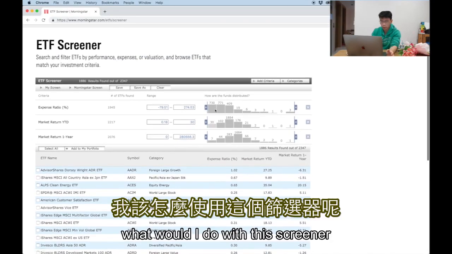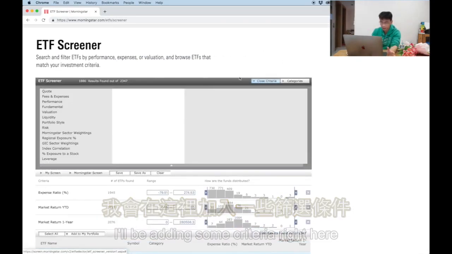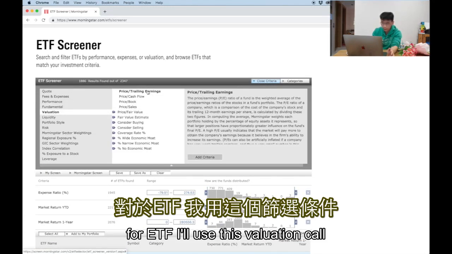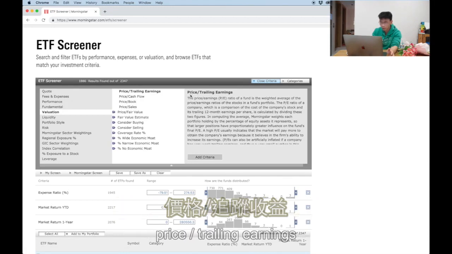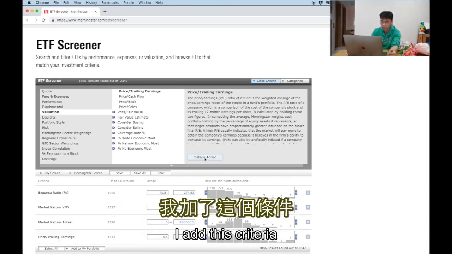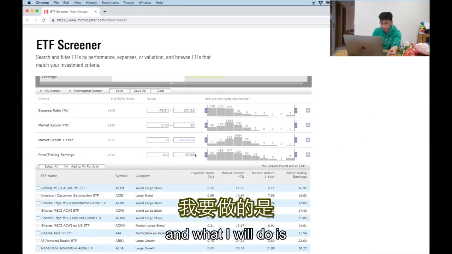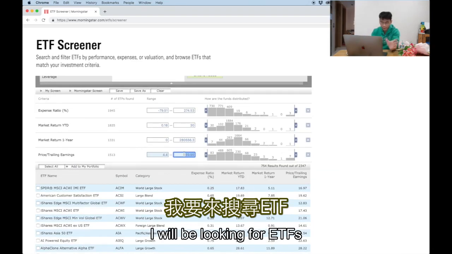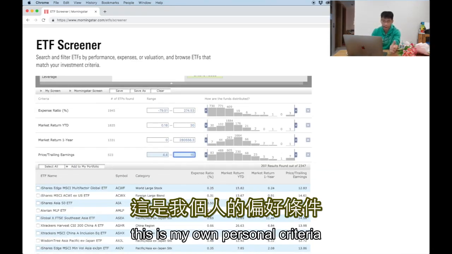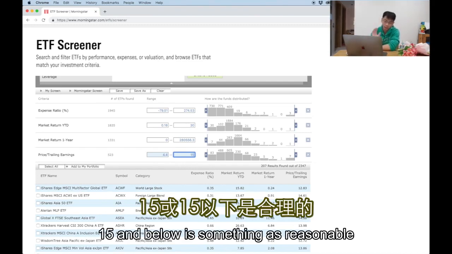So right now, what would I do with this screener? I'll be adding some criteria right here. Clicking on here, personally, I like to go to valuation. For ETFs, I'll use this valuation called price over trailing earnings, which is the PE ratio of ETFs. I'll add this criteria. You can see right here, the criteria has been added. And what I'll do is look for ETFs with PE ratio lesser than 15. This is my own personal criteria. I want to look for ETFs with low PE ratio, and to me, 15 and below is something that's reasonable.